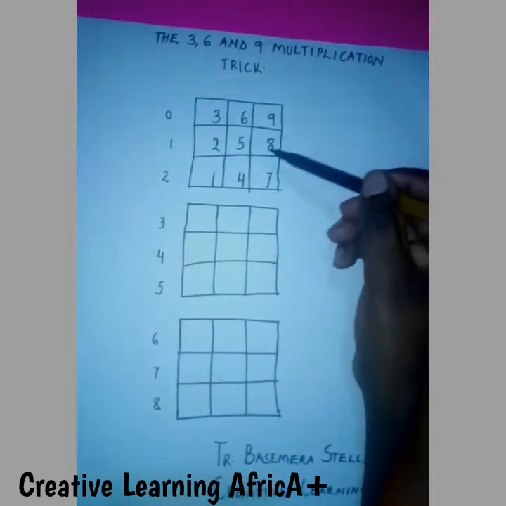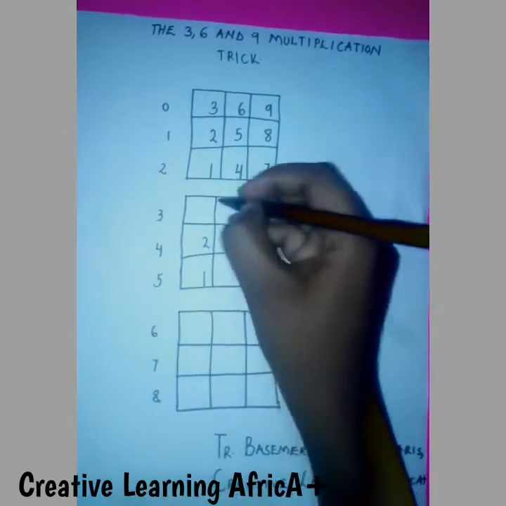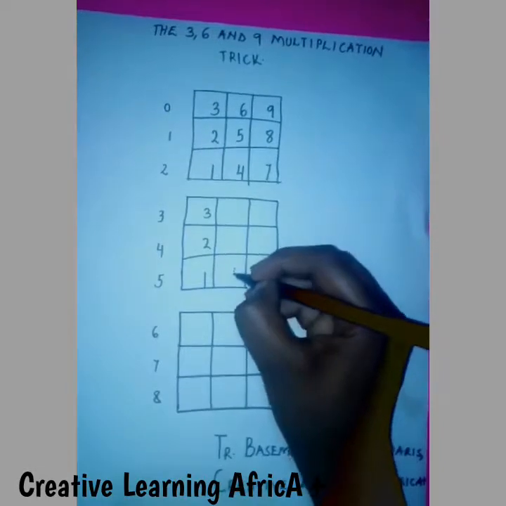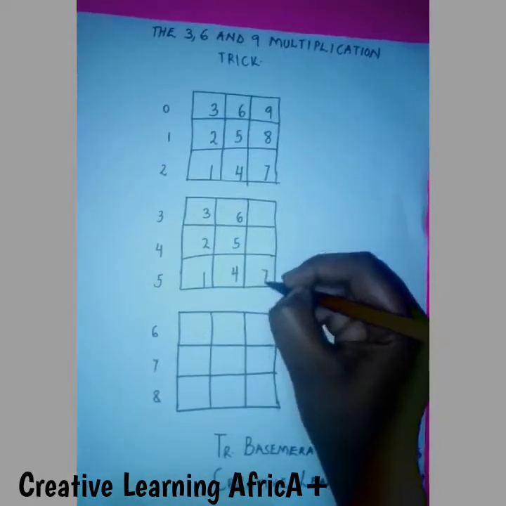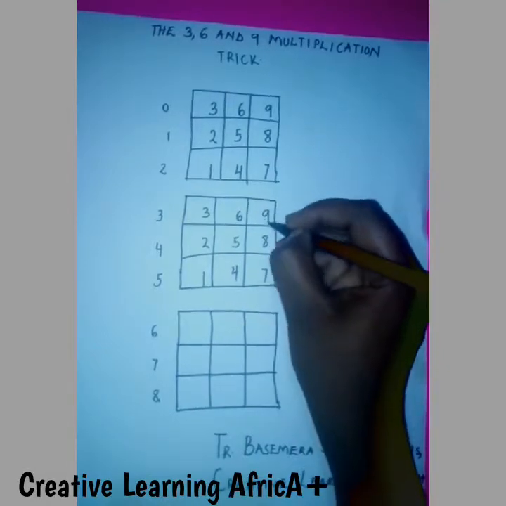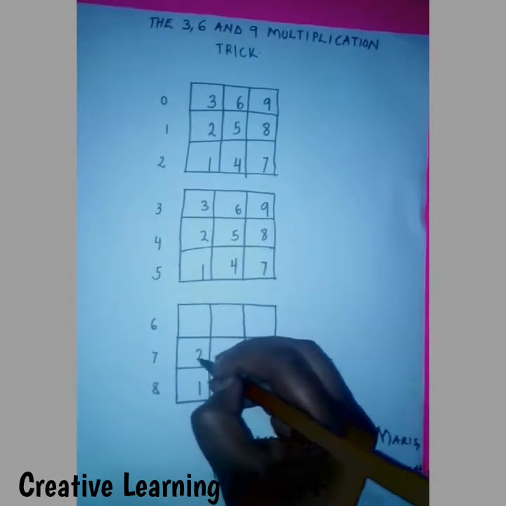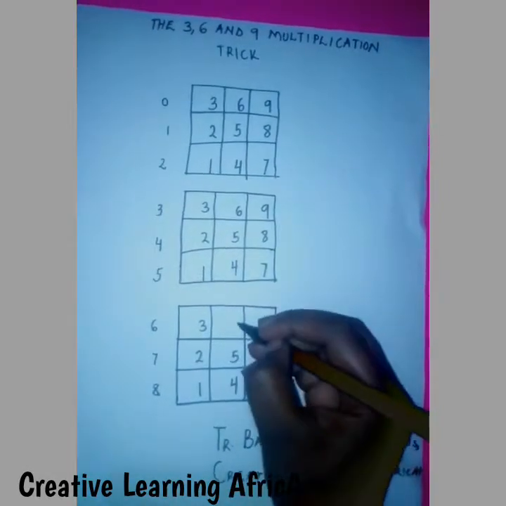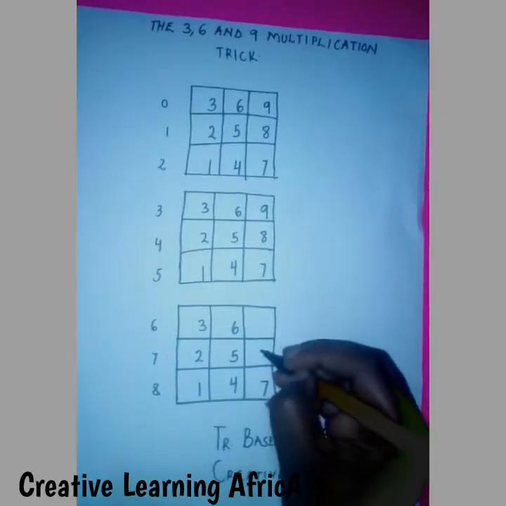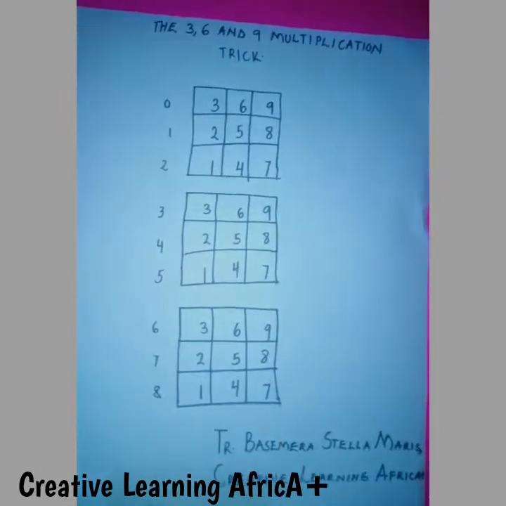Now in this same exact pattern, we are going to write the numbers in this other box here as we continue. 6, 7, 8, 9. We do the same thing in our last box. 3, 4, 5, 6, 7, 8, 9.